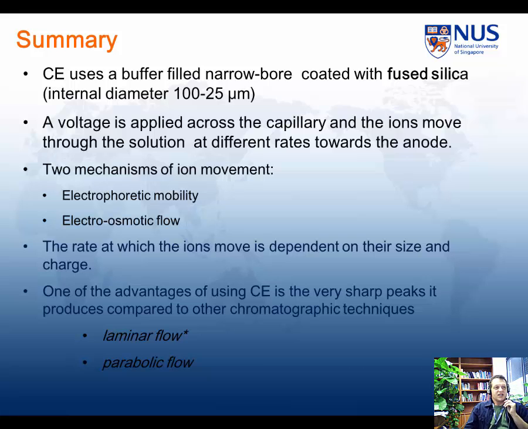Okay, so here's a summary which I hope makes some sense to you. I'll leave you to walk through it.